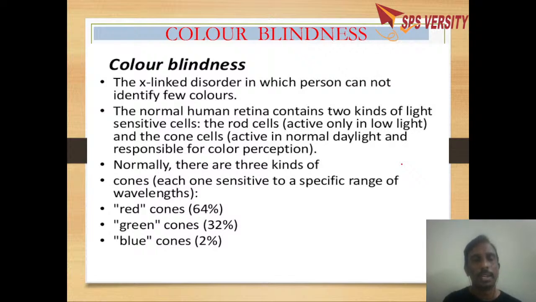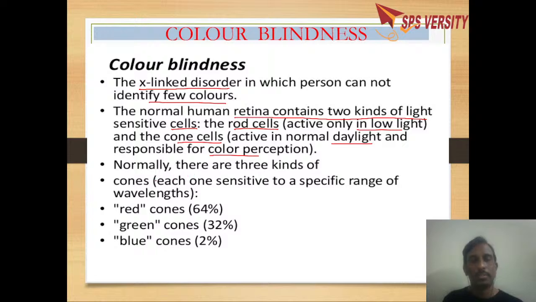So what is meant by color blindness? This is an X-linked, that is sex-linked, recessive disorder where people cannot identify a few colors. If you take the human retina, it contains 2 kinds of light cells. One is rod cells and another is cone cells. Cone cells are active in daylight and responsible for color perception. Rod cells are active in low light, that is, in the dark.